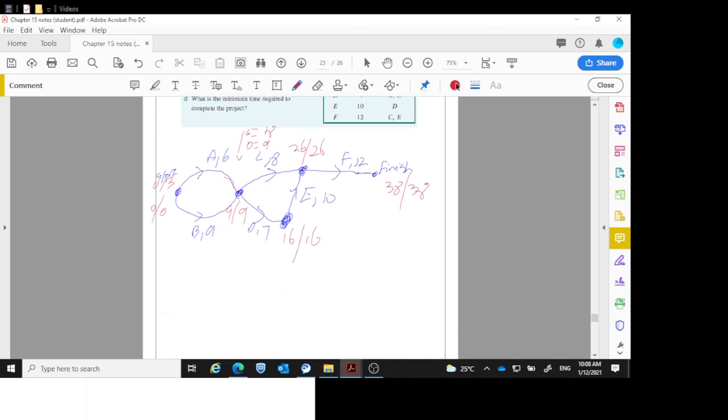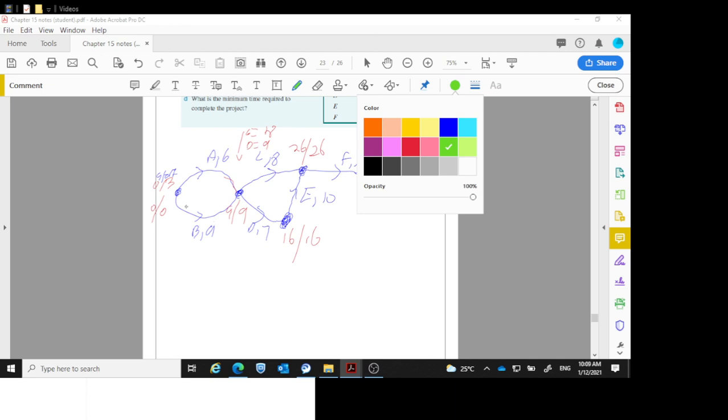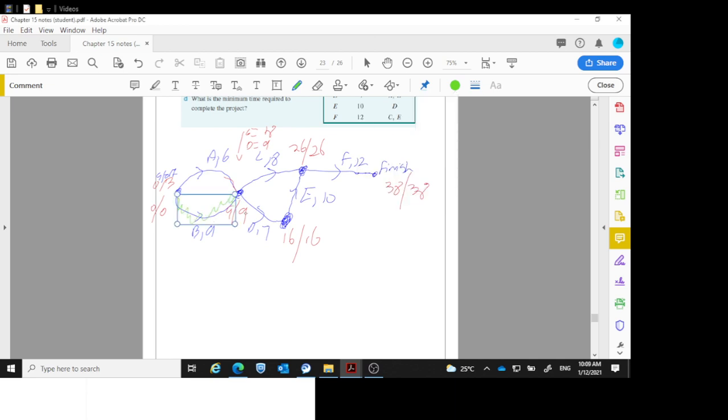Okay, critical path. Where are the numbers the same? The numbers are the same here. Where did this 9 come from? This 9 came from the D. So the D, then up to here, and then there. So the critical path is B to D to E and to F.